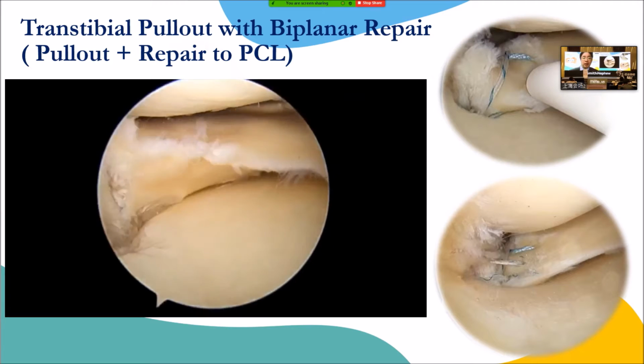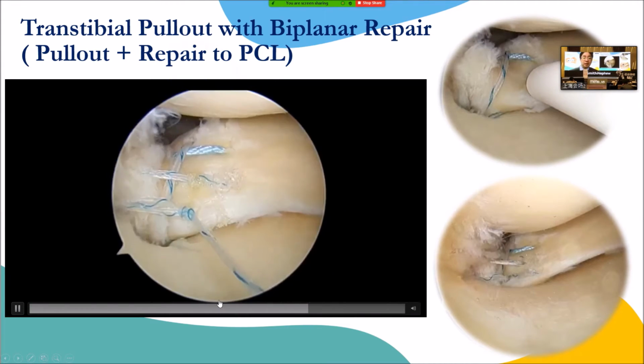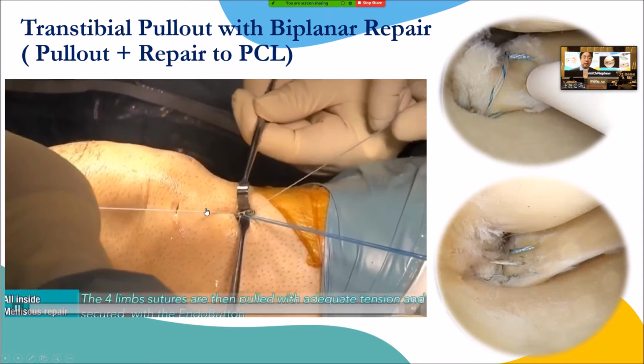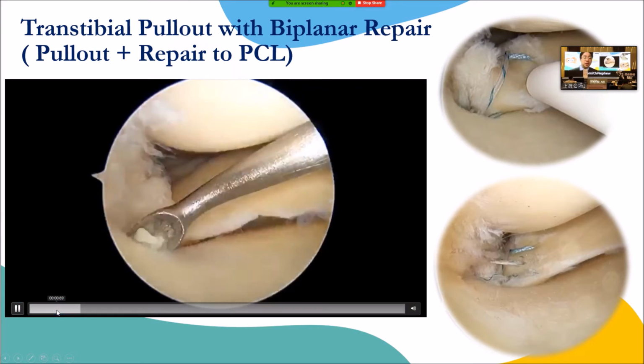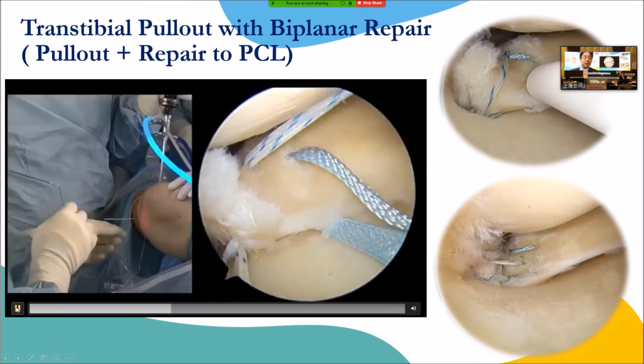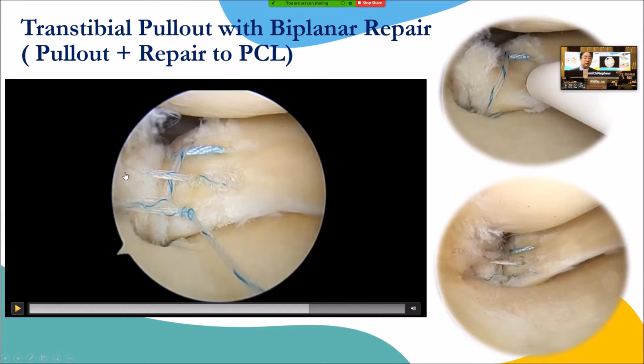Another way is to do the biplanar technique. This is another technique of mine. We repair the meniscus into the tibia, and also we make a side-to-side repair to the PCL. So you have two ways: one into the tunnel, and also the side-to-side repair to the PCL. So you can have tissue healing in the tunnel and also to the PCL, right?